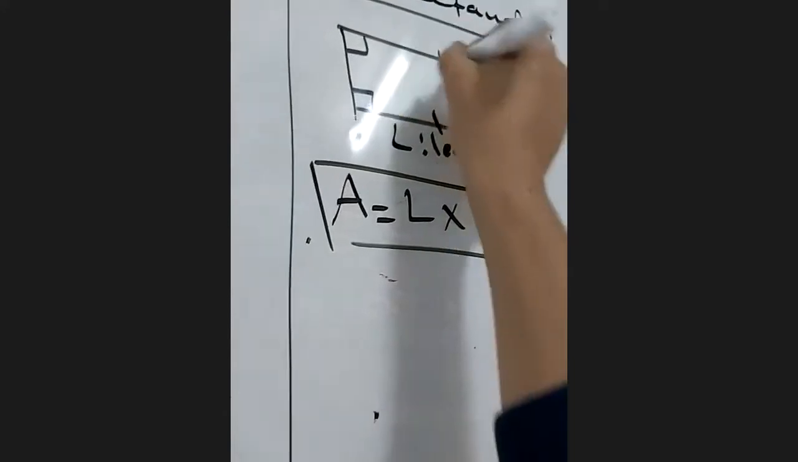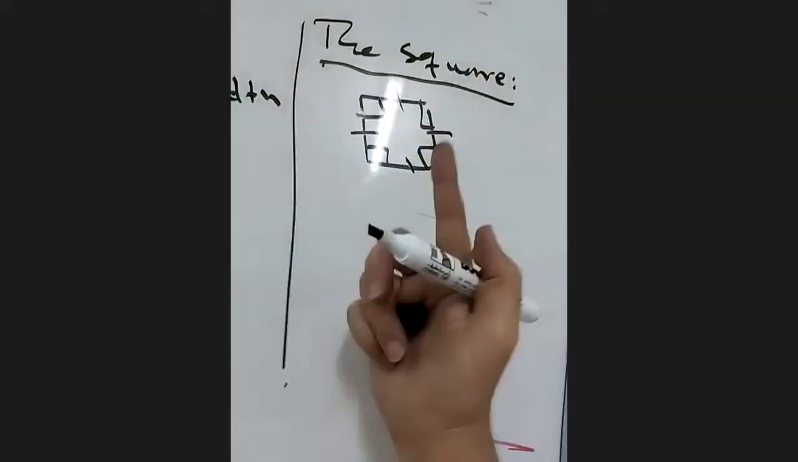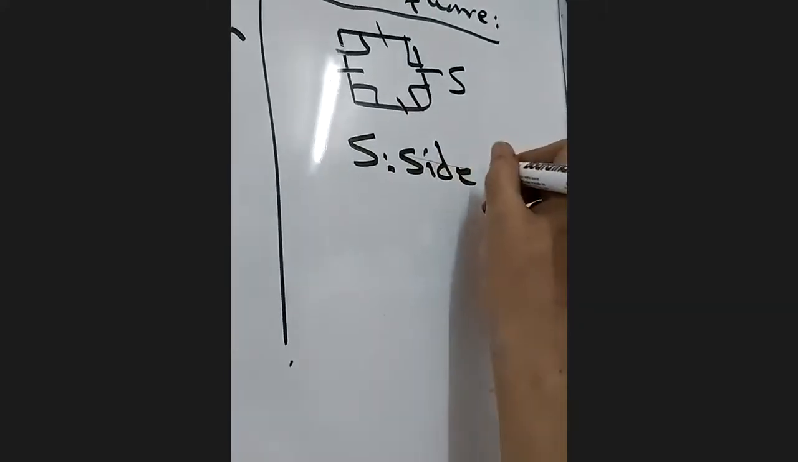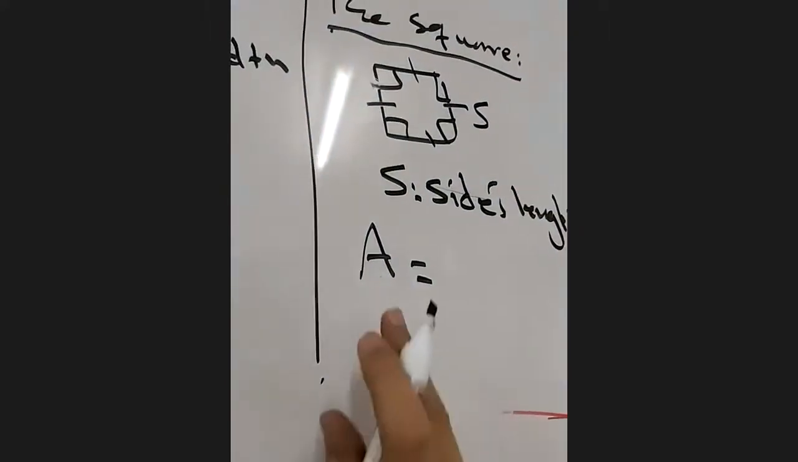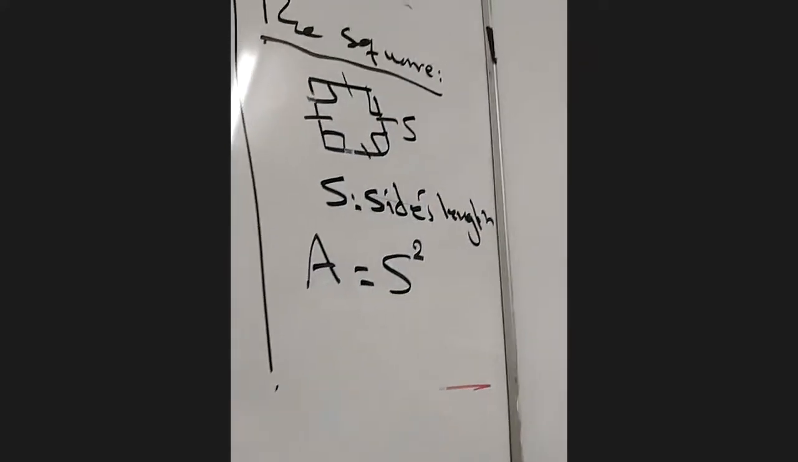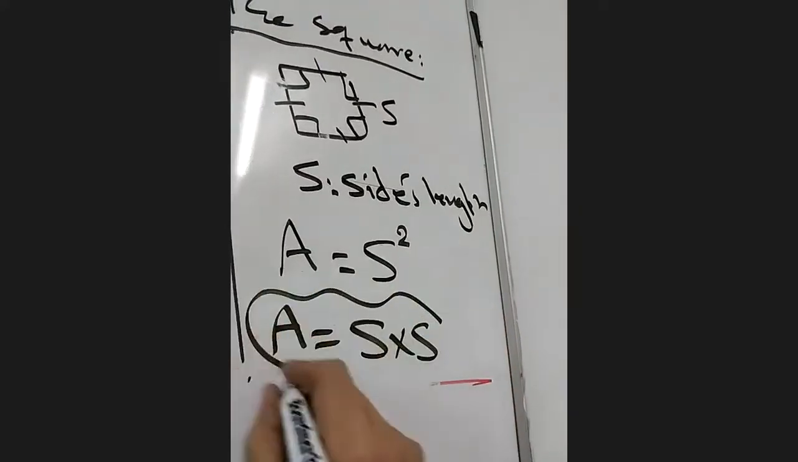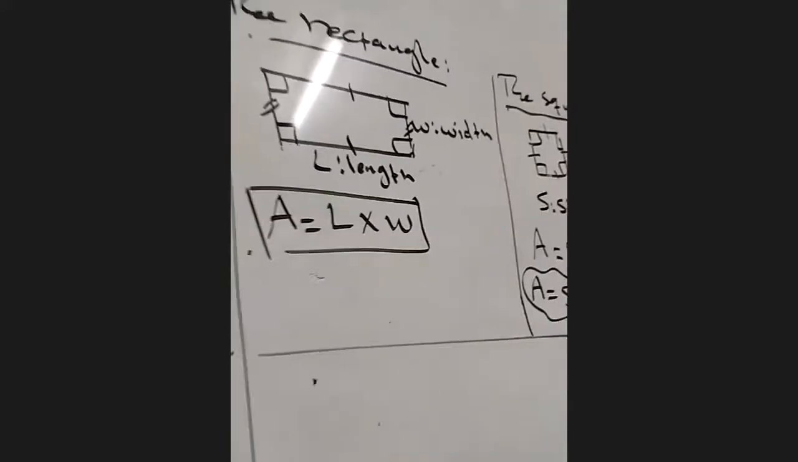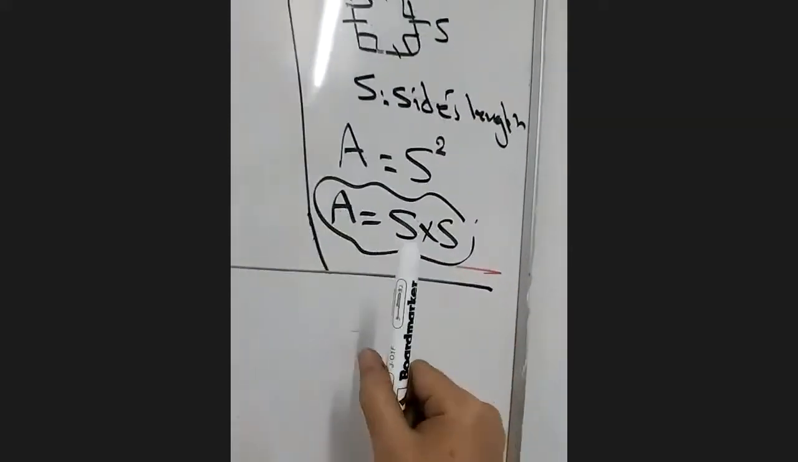Here, the lengths are equal, the widths are equal. Here, it has one dimension, S, and S is the side length. What's the area of it? The area of the square is S power 2, means S multiply S. This is the area of the square. So here the area of the rectangle is length by width, the area of the square is S by S, or S power 2.